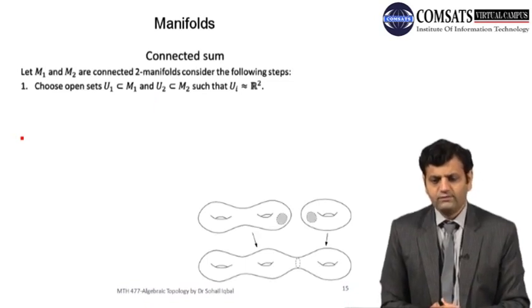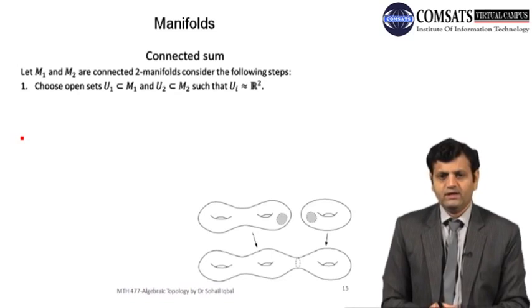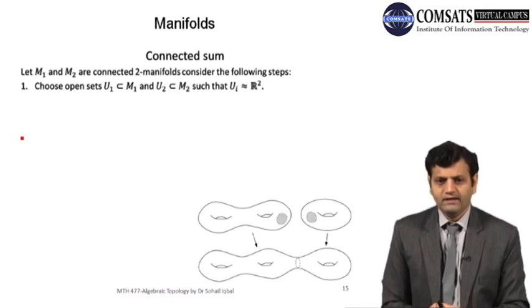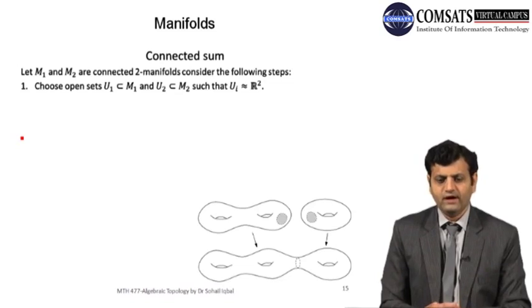So let's continue with our next operation. Given two different two-manifolds, we are now going to define an operation that will combine them together to construct another manifold. This is called the connected sum. So we are going to define the connected sum of two manifolds.